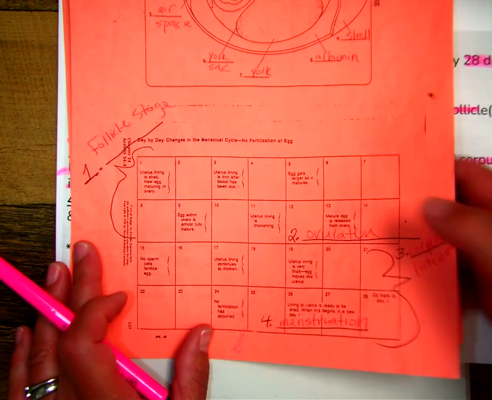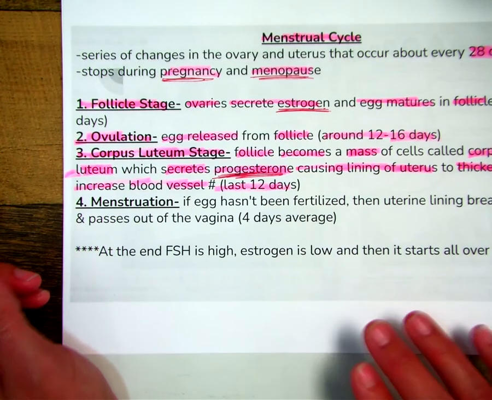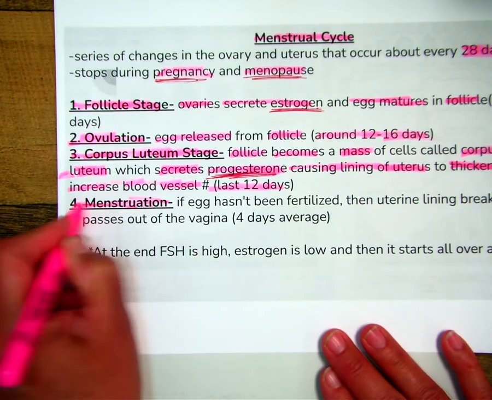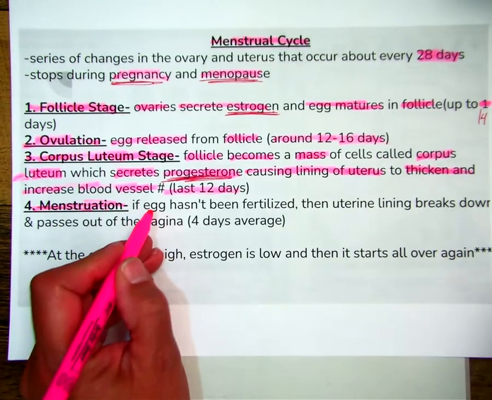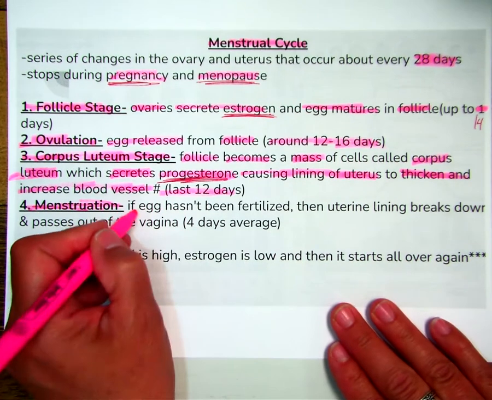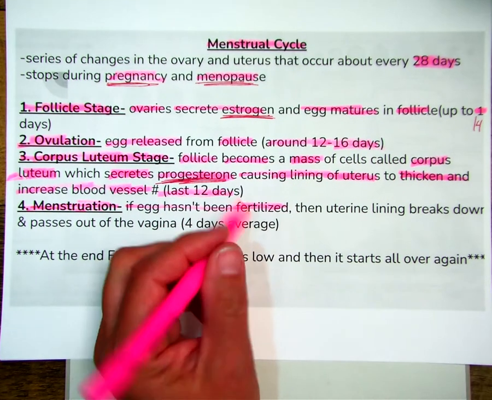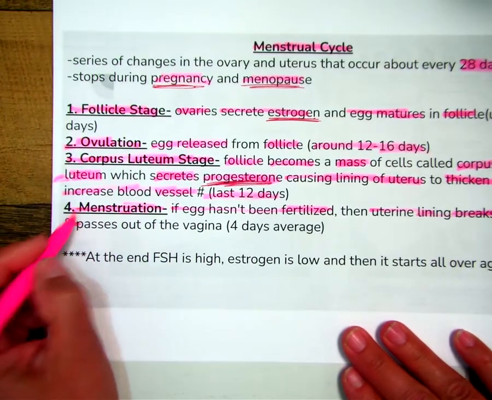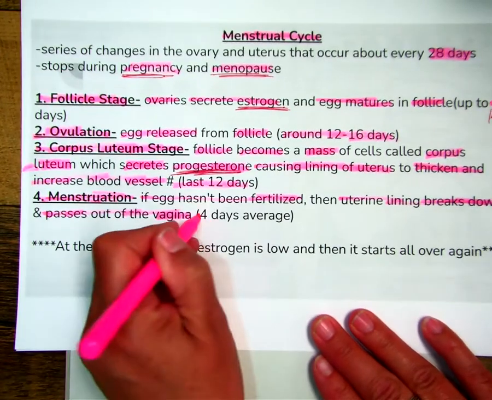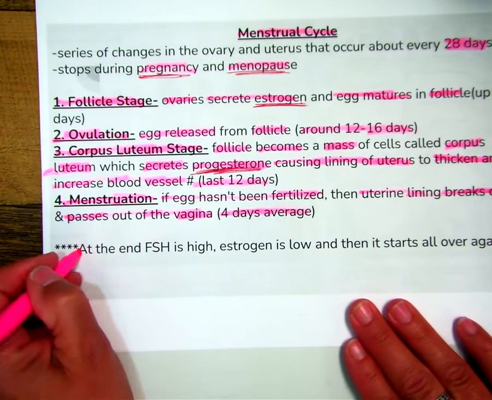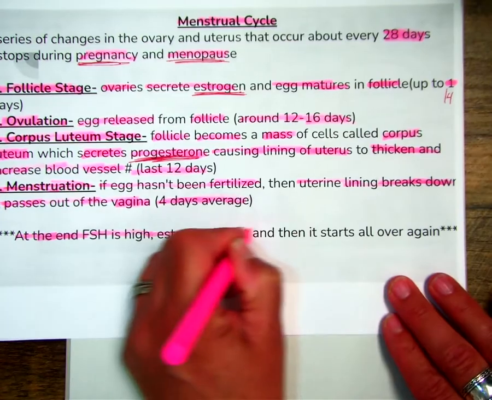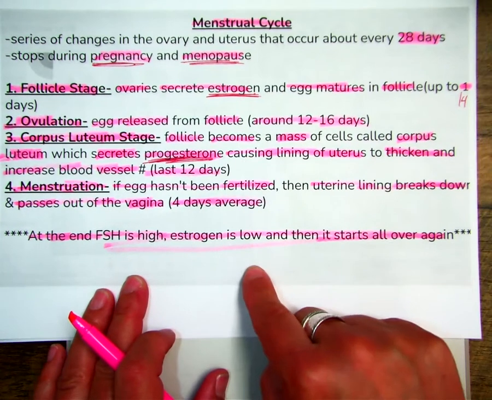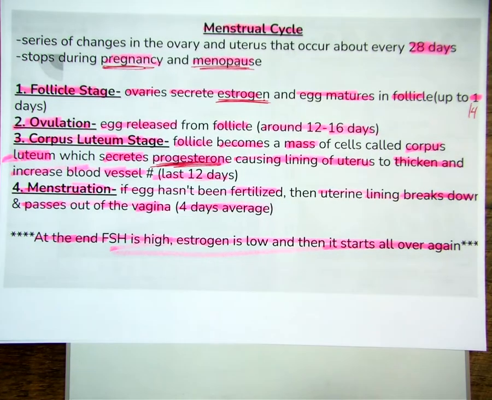And the very last thing, if there was no egg, or if there was no sperm deposited, then you have a period, a menstruation, also called menses. If the egg hasn't been fertilized, then the uterine lining breaks down and passes out of the vagina. Okay, 4 days average. Please highlight this whole thing. At the end, FSH is high, estrogen is low, and then it starts all over again.